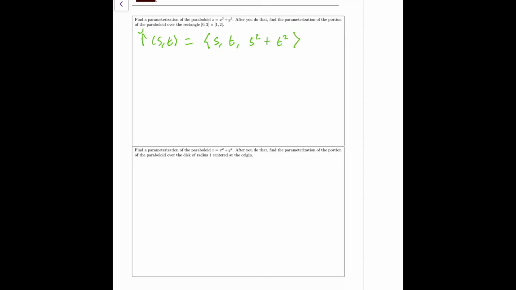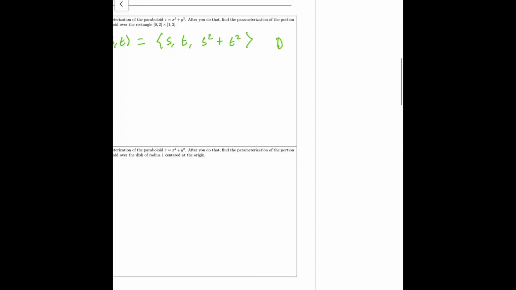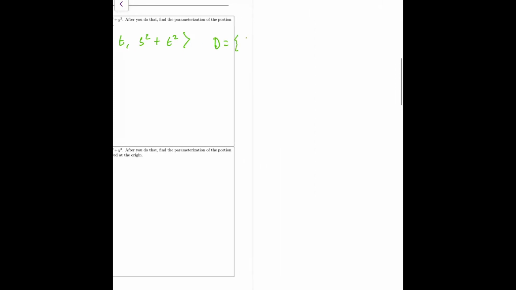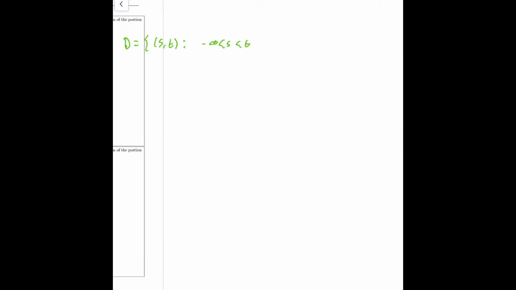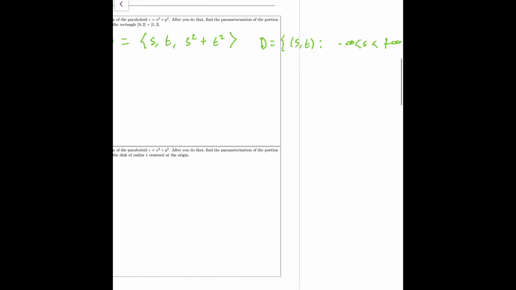So the x and y components are s and t, and then the z component is just the x component squared plus the y component squared, so that's s squared plus t squared. This is very straightforward. This is for the first part of the problem. And the parameter domain, you should be in the habit of always defining what the parameter domain is. So s and t, where minus infinity is less than s is less than positive infinity, and then minus infinity less than t less than positive infinity. So in other words, all of the s and t values. This gives the whole paraboloid.